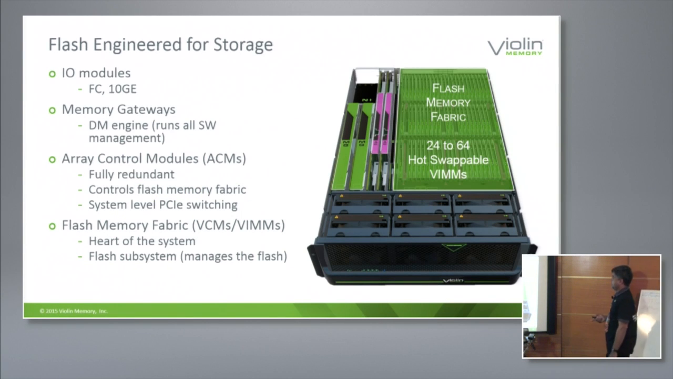A very quick highlight. So this is what allows us to do. You can have up to 64 VIMs in one 3U box. That's the power. And they're all hot swappable. And 1 terabyte, 2 terabyte, 4 terabyte as they keep on going in.